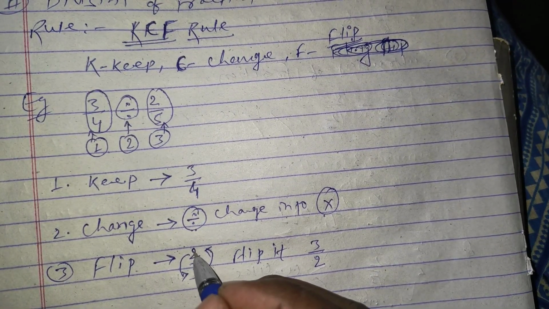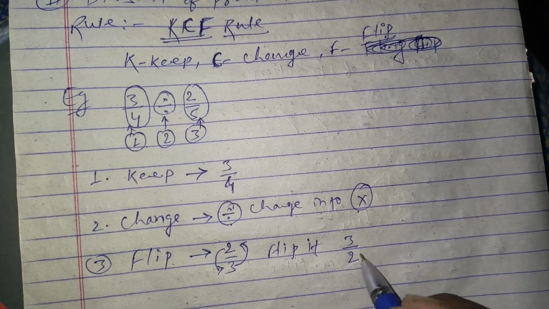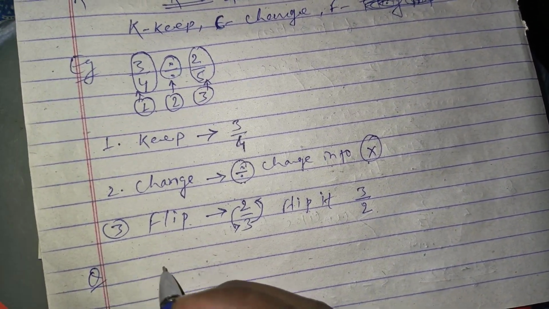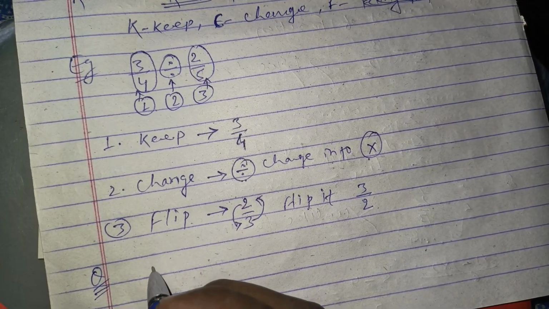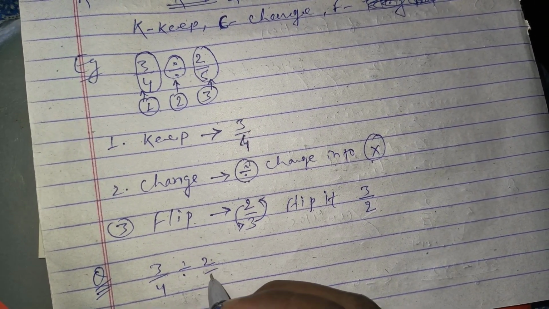3 is gone upper and 2 is lower, so 3 by 2. So in this way you can solve very easily. Now let's talk about questions, that is 3 by 4 divided by 2 by 5.